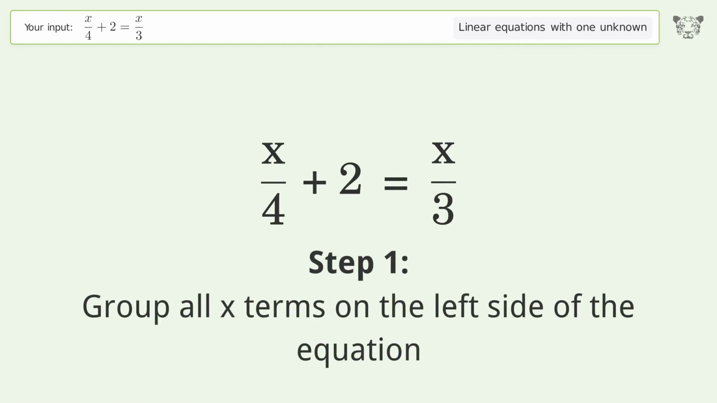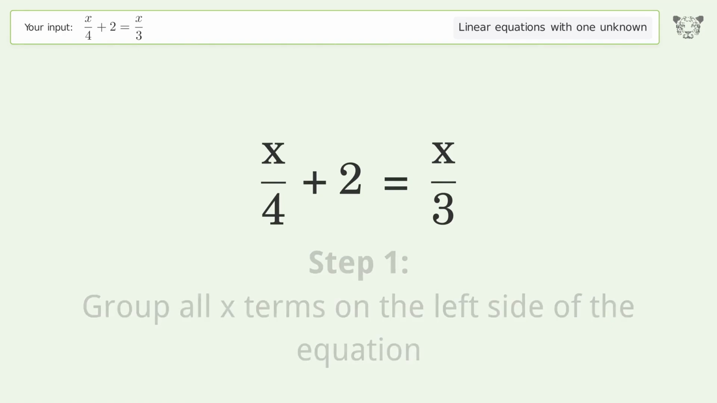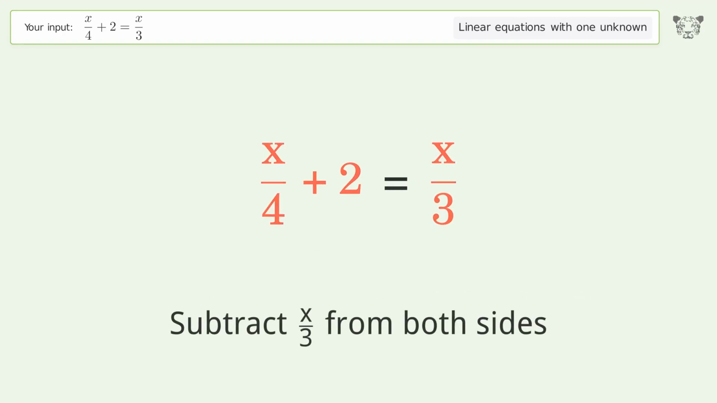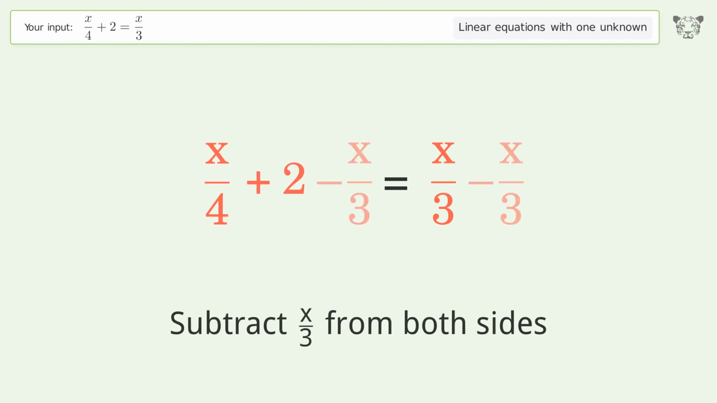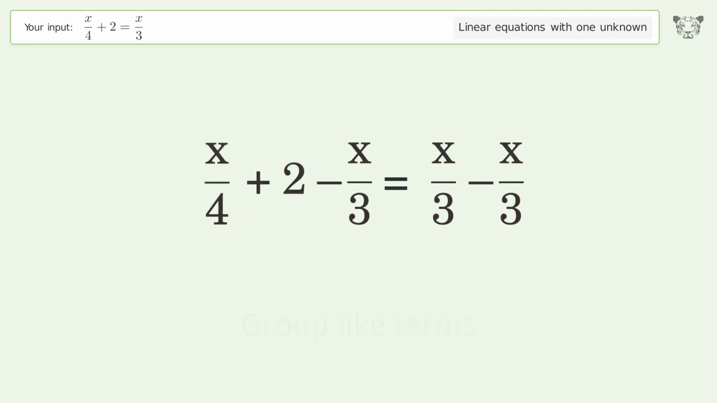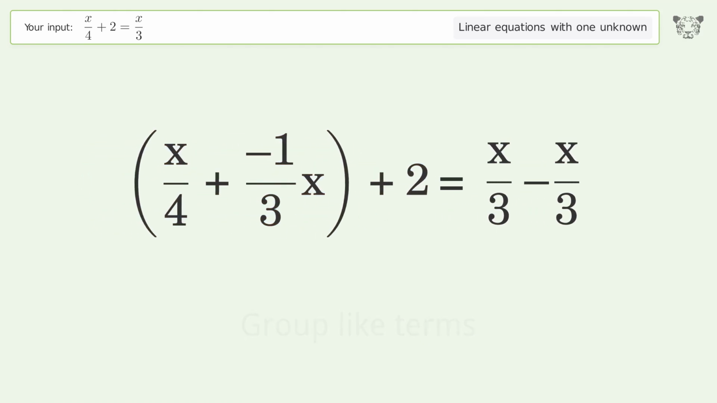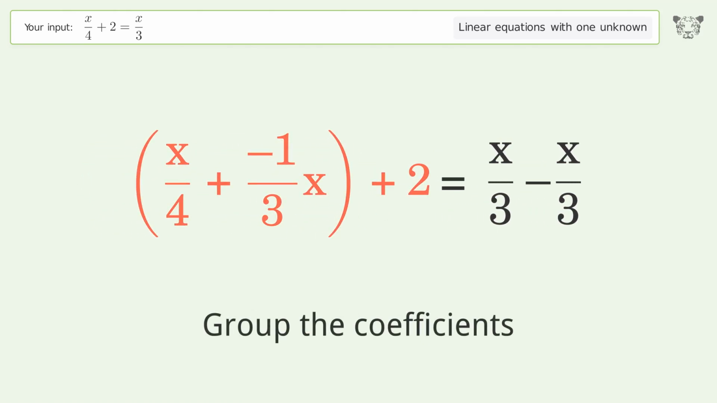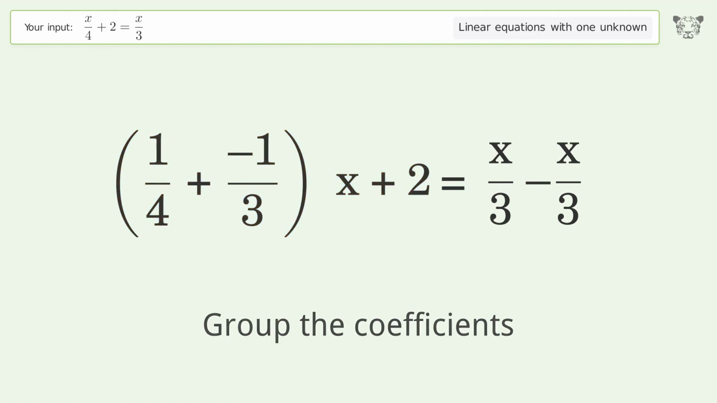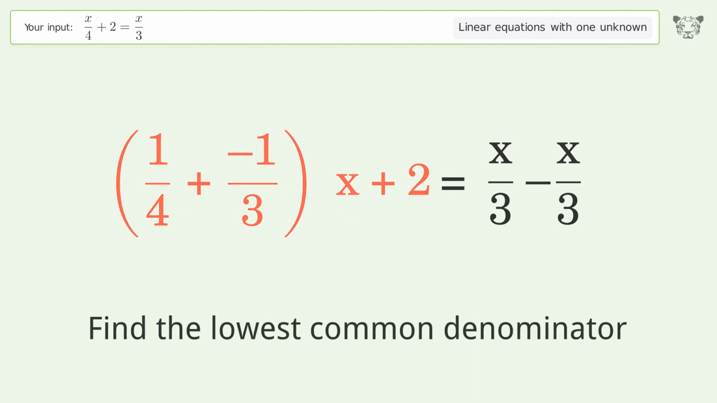Group all x terms on the left side of the equation. Subtract 10 over 3 from both sides. Group like terms. Group the coefficients. Find the lowest common denominator.